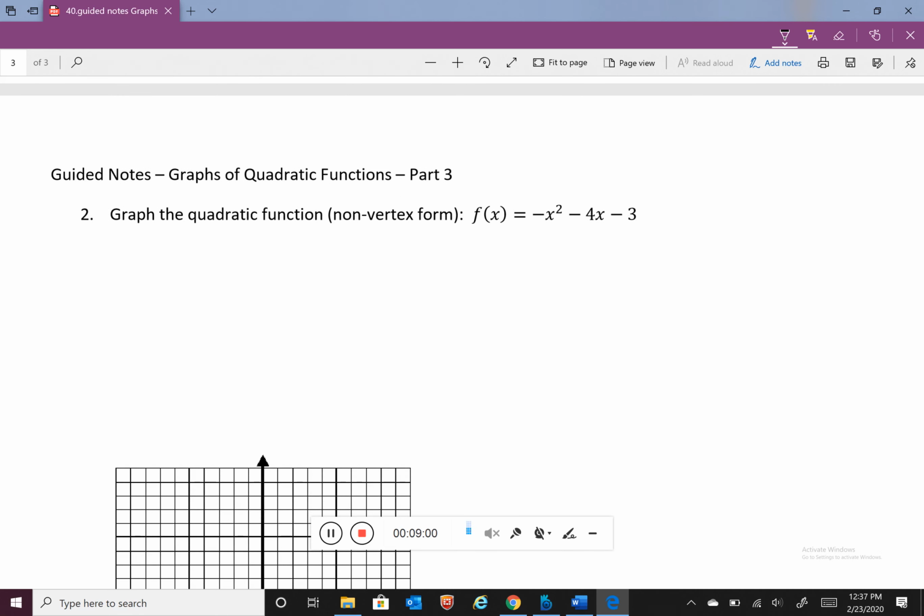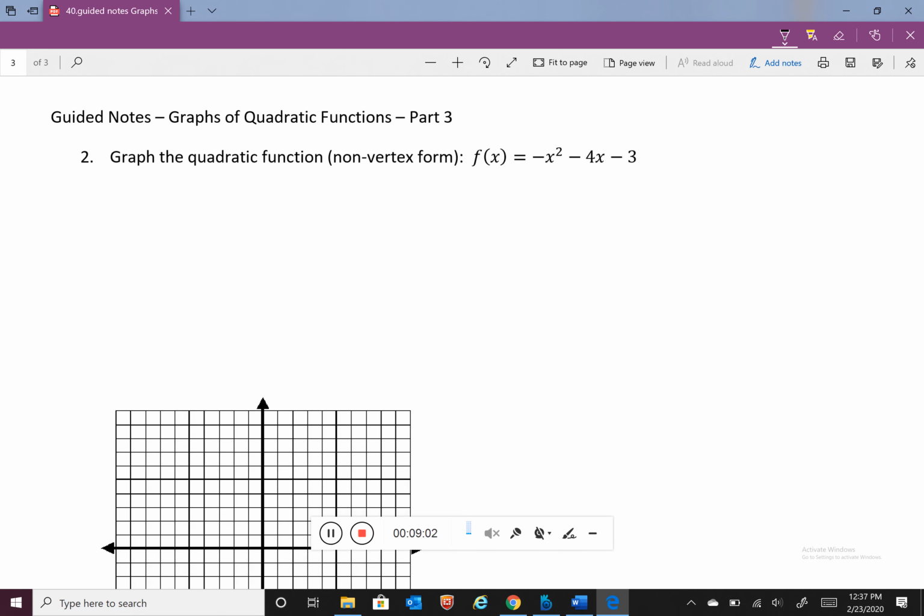We're now going to graph the quadratic function f of x equals the negative of x squared minus 4x minus 3, and notice that this is in non-vertex form. So the first thing you should recognize is the leading coefficient of our squared term is negative. So because a is -1, this means that this is going to open downwards.